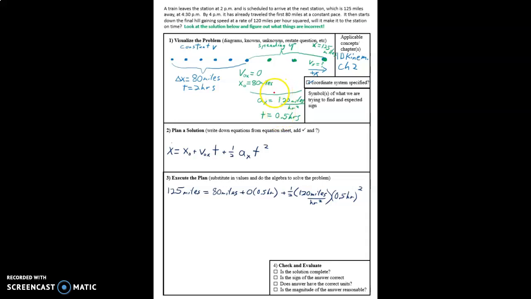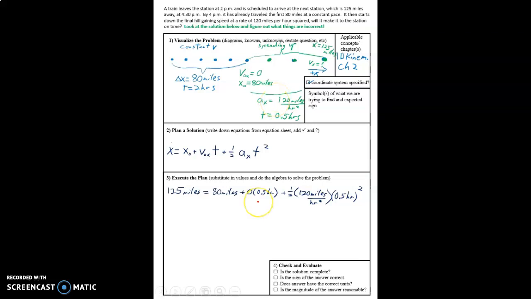Okay, in this problem, there's a train that goes along for 80 miles and travels that 80 miles in 2 hours. And it's supposed to go 125 miles total, and it's supposed to get there by 4:30. So that means there's half an hour left for that last part, and the acceleration is going to be 120 miles per hour squared during that last half hour. So we're supposed to figure out if the train's going to make it to the station on time.